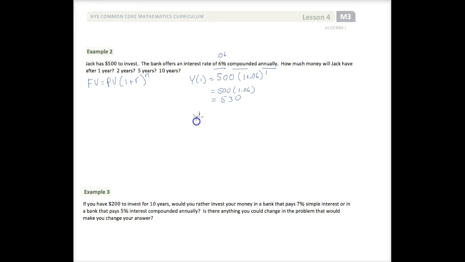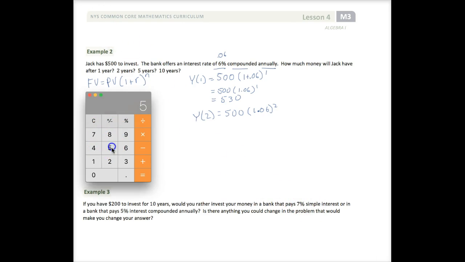Year 2 is going to still be the same thing, 500, and then actually we can even make this simpler. We can just say 1.06 squared, because that's what's next. I'm going to go ahead and get the calculator again. So we have 500 times 1.06, and that's our 530, but we have to do this 2 times 1.06. Again, 561.80.